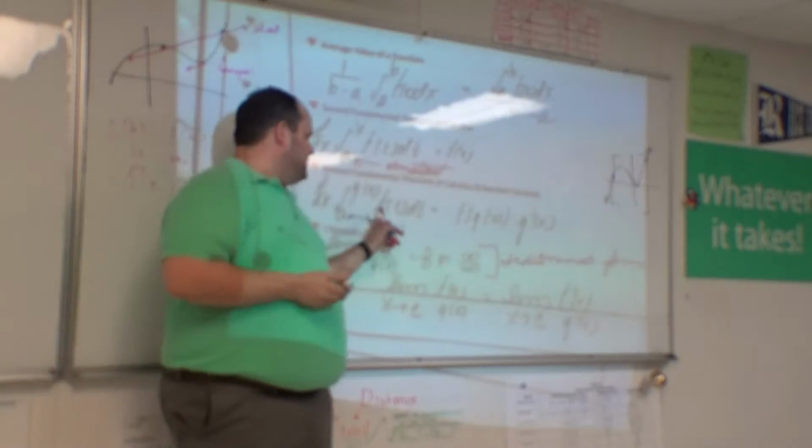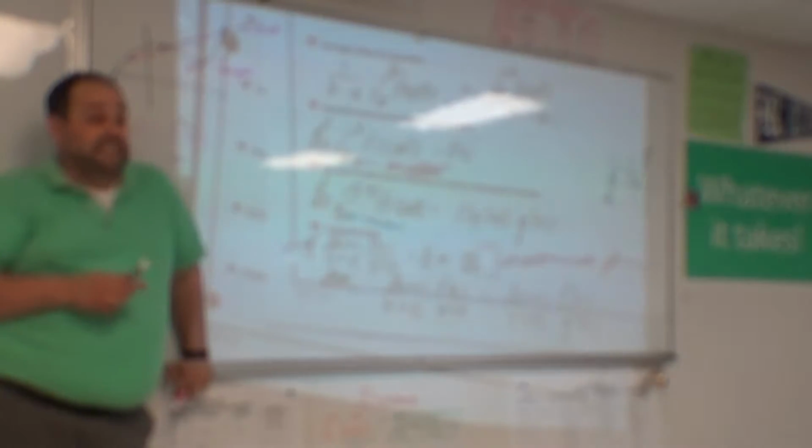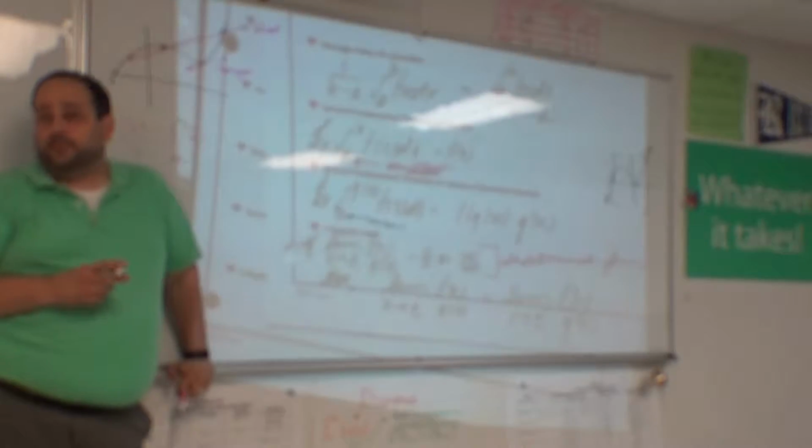Function up here, it's going to be f of g of x times g prime. Looks a lot like the chain rule, but it's not the chain rule.